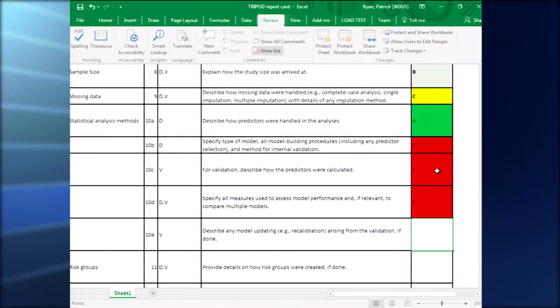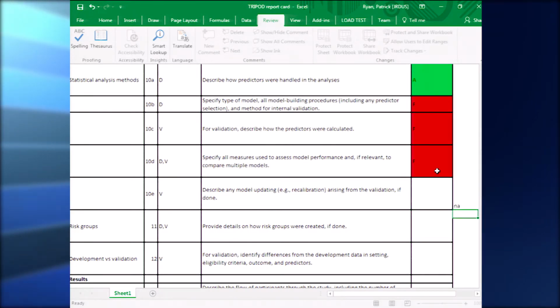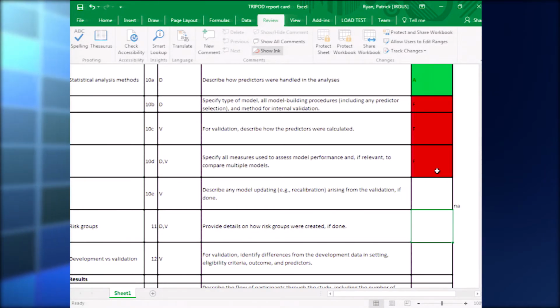Okay. 10D, specify all measures used to assess the model performance. No, we did that one. 10E, describe any model updating, recalibration. Did they? They didn't. Okay, risk groups. Did they stratify by risk groups? Any risk groups did they talk about? What were the risk groups that they provided? Jenna.